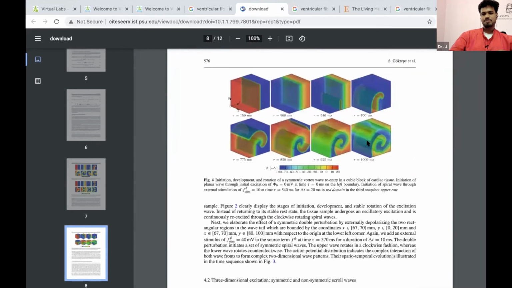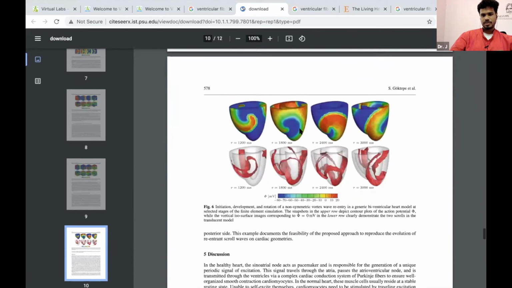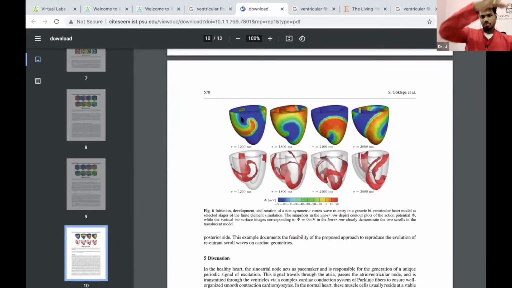So this kind of spiraling, in fact, even happens in a heart-like geometry. What is supposed to propagate very nicely now becomes almost like a turbulent wave in the heart. So this is ventricular fibrillation. That is, specifically in the ventricles, the electrical activity is spiraling. This point will stay there, almost like a cyclone.